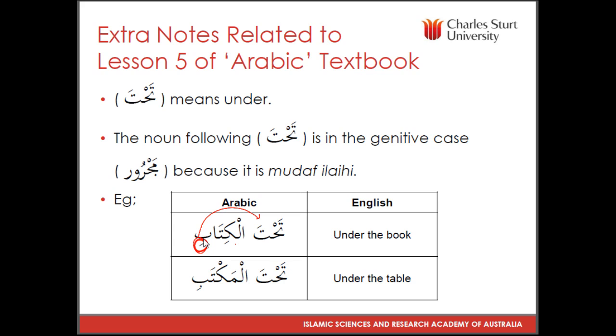For example, so far we learned huwa is always huwa. You cannot change it. Even if you put min, a preposition, in front, it is still unchanged. Mabni in Arabic. Tahta is also unchanged again. So it's not tahtu, and it's not tahti, you cannot say that.